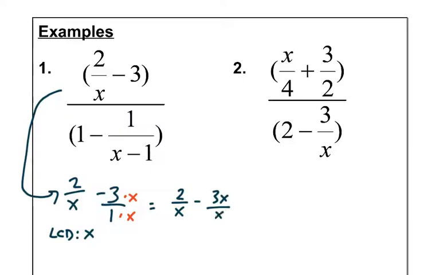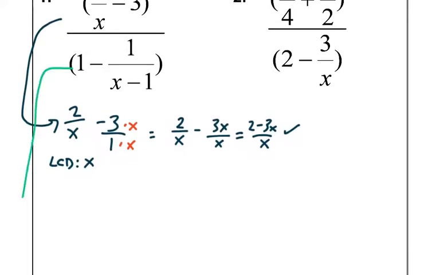Great. Got my common denominator? Sweet. So we can put that into one fraction. There's my denominator. And unfortunately, 2 and 3x don't combine very well because one's got an x and one doesn't. So that one's good to go. Okay, let's do the bottom. Let's do the denominator. Same steps here, friends.